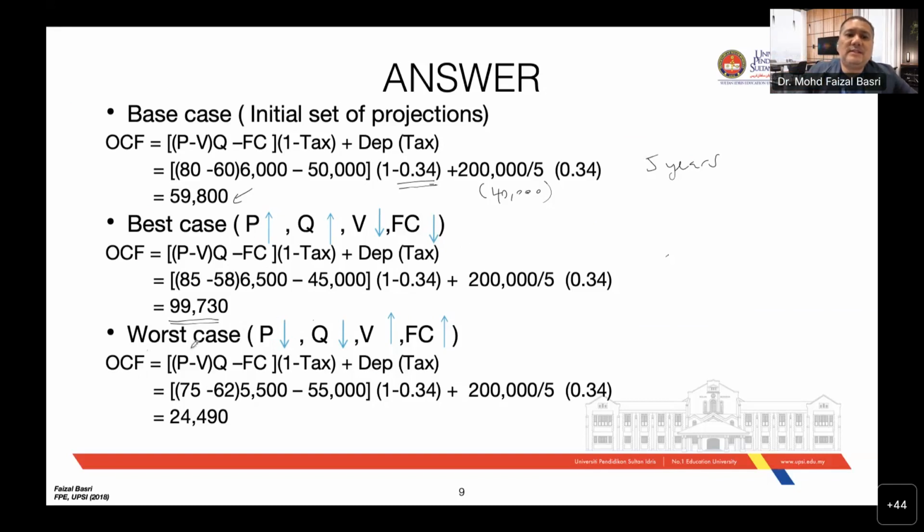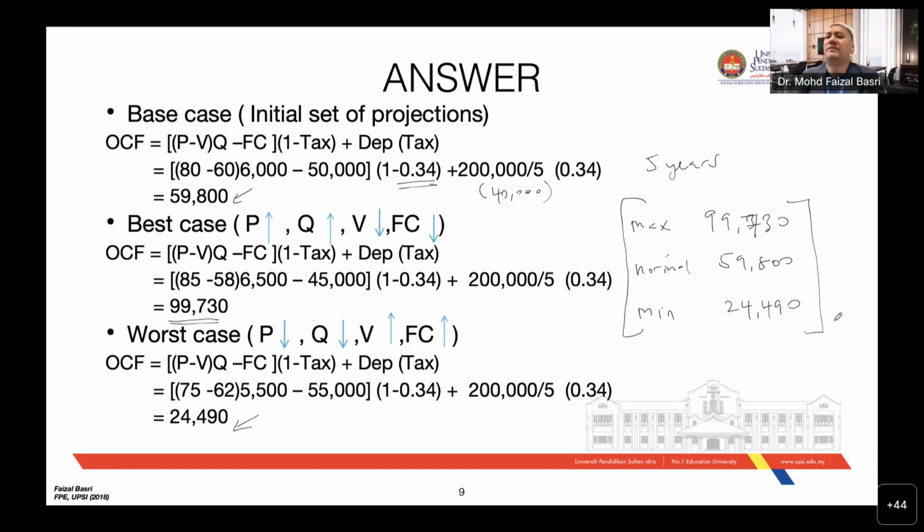And similarly, if you look at the worst case scenario with these rules, the price and quantity are at the lower point and the variable and fixed costs will be higher. With the same formula, the company will generate this amount of cash flows every year. So if you want to see from this project, basically the maximum the project can give you is about 99,730. So this would be the max the company will generate from this project. This is the normal, and normal is 59,800. And the minimum the project will give you is around 24,490 ringgit.